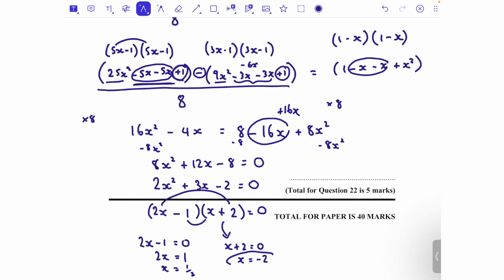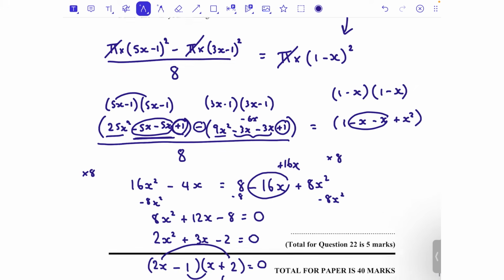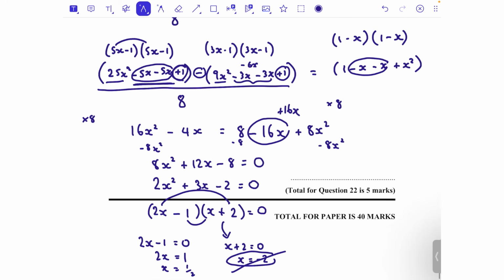Now that doesn't make sense in the context of the question. We can't have a negative length, so we're going to disregard that solution and say that our answer is a half, this one over here.